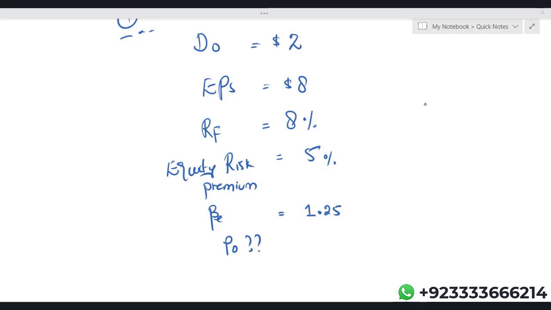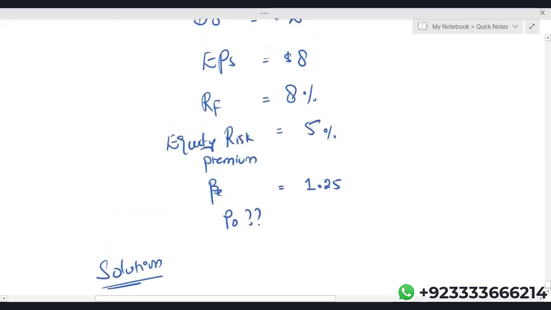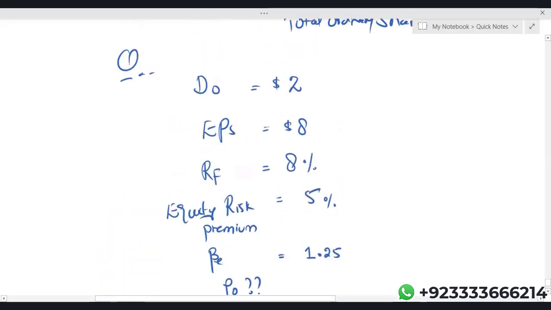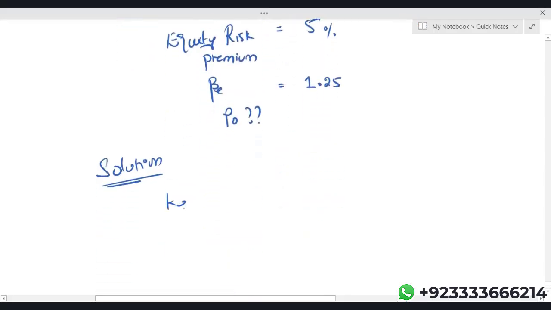Okay, let's attempt this. Now look at the data. By looking at the data, it is quite obvious we have to go towards Gordon growth model to calculate annual dividend growth rate. First, let's calculate K.